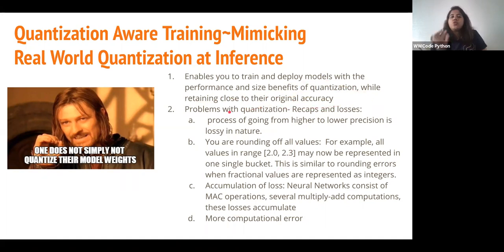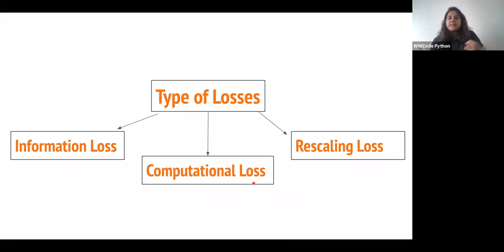So what are the problems with quantization? We're going from higher precision to a lower precision, so it's lossy in nature. You're rounding off values, as I explained, so you are losing out on precision. And there's accumulation of loss. What I mean by that is there are three types of loss that come into play. There's information loss. When you go from higher precision to lower precision, you're losing important information that the model can learn from.